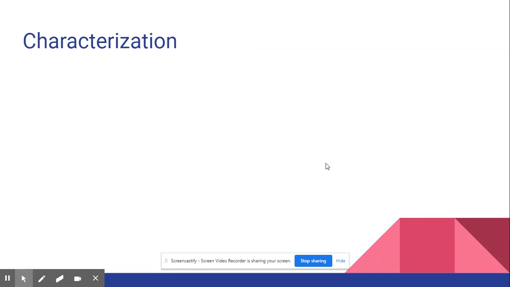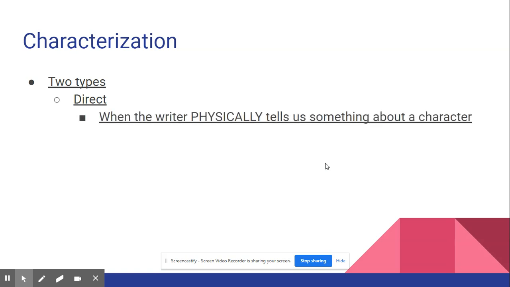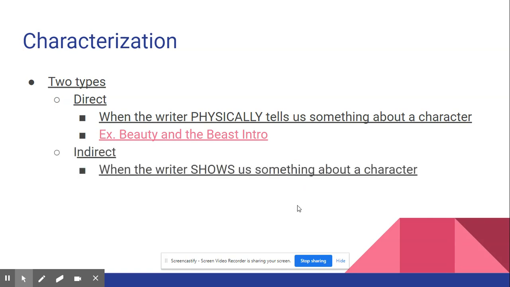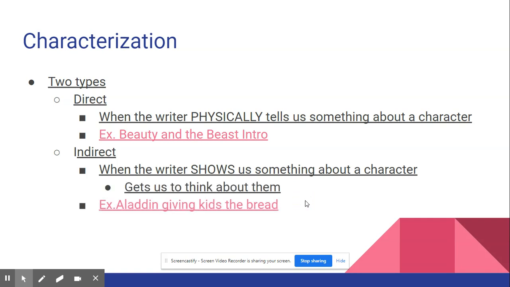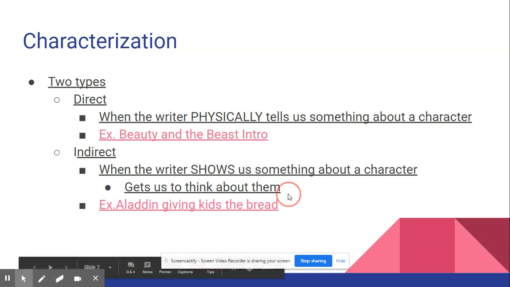So who really cares? Characterization is a way of defining what a character is. There's direct characterization, which is when the writer physically tells us something about the character. So an example would be the Beauty and the Beast intro, which you can watch on your own. And indirect would be when the writer shows us something about a character. So when you need to make an inference about that. So Aladdin giving kids the bread, and you can watch those on your own time.